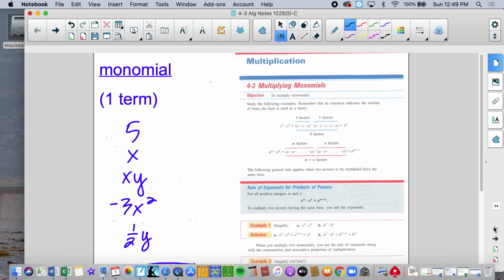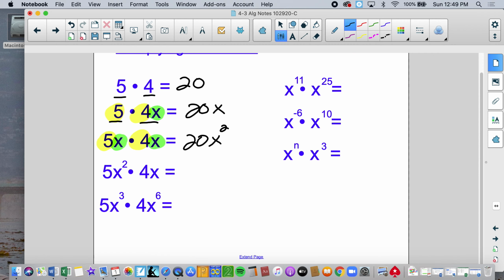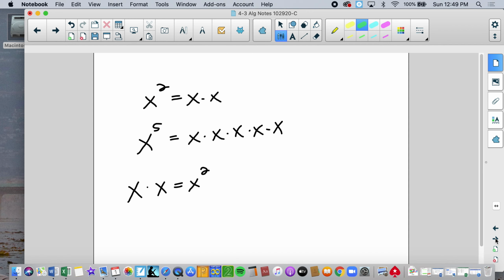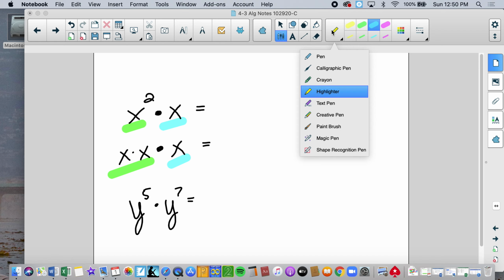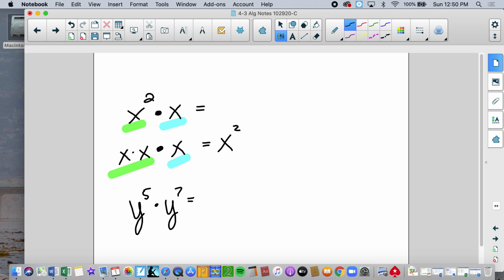In this next example, we again deal with the constants first. We have 5 times 4, and now we have x squared times x. So if we have x squared times x, x squared is x times x, and x is x. So how many x's are we multiplying? We have 3 x's multiplying, so that's x to the 3rd. Now, there's a much easier way to demonstrate this. We're really taking 2 and 1 and we're adding those together.